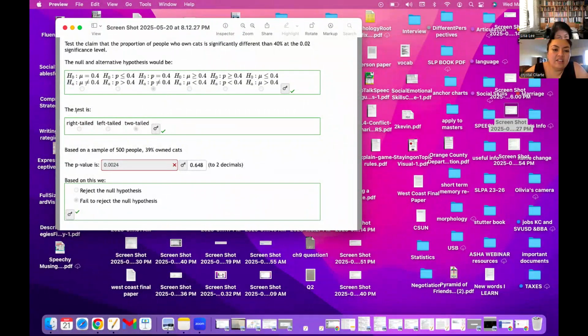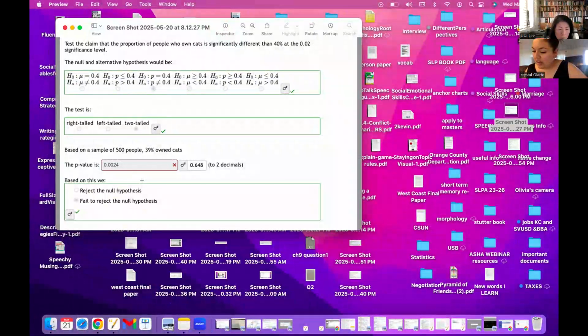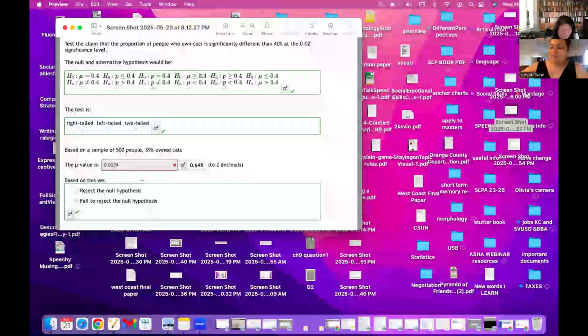And the last one is the p-value. You did all correct. How come the p-value is wrong? Well, for this one you had to do the one proportion Z test. Did you do that? One proportion Z test. Let me see. Go to your calculator.